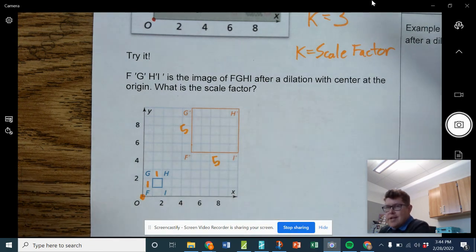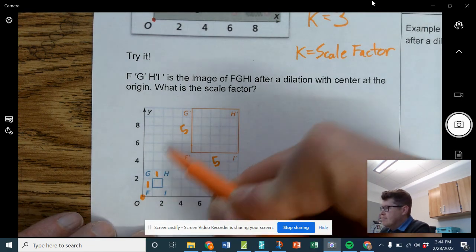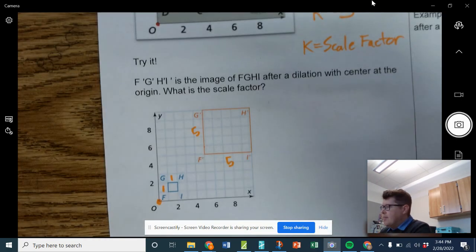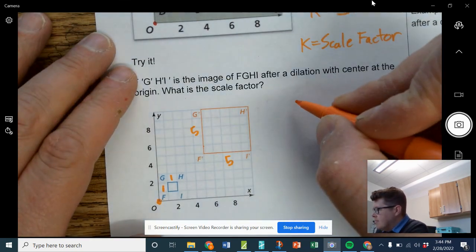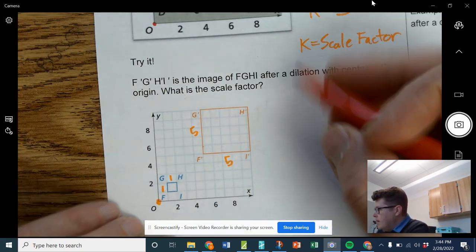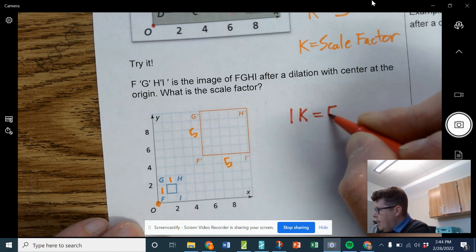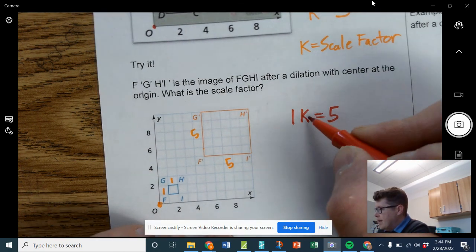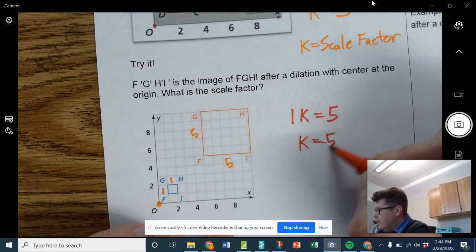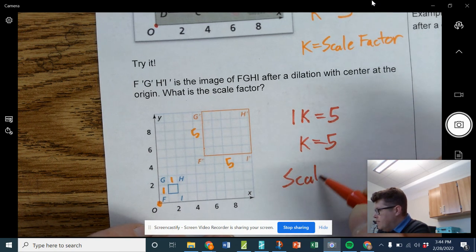So 1 times what is 5? 5, right? You can think about this as an equation. If I have 1 here and I'm multiplying by the scale factor and I get to 5, well, 1k is the same as just k, right? So your scale factor is 5.